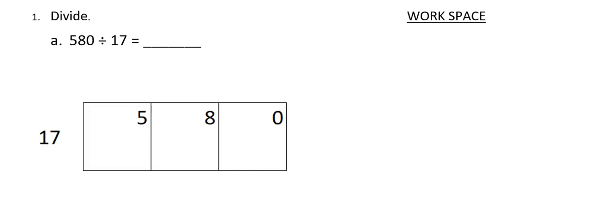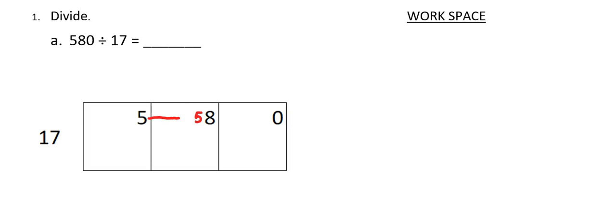When we're dividing by multiples of 10, we could skip count by those multiples or think of related facts, but it's a little hard to skip count by 17. So I'm going to look at 17 as the estimated number of 20. I know that 17 is close to 20, so that's going to help me narrow down my quotient. My first step is to see how many groups of 17 I could get out of 5. I can't take any groups of 17 out of 5, so I'm going to move the 5 over to the next box.